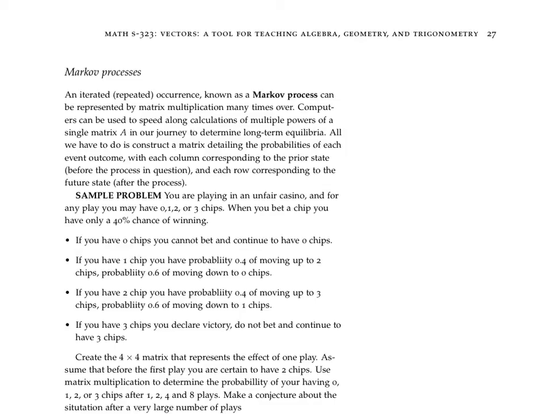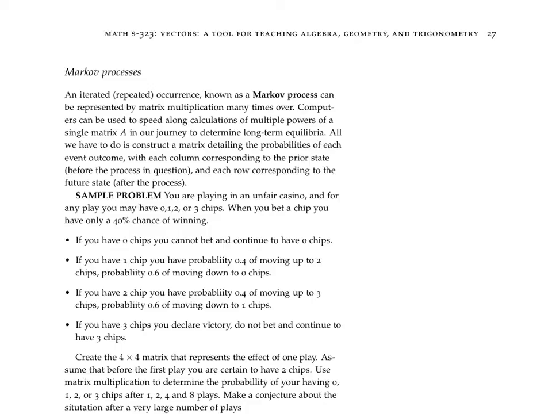You're playing in an unfair casino, and for any play, you may have 0, 1, 2, or 3 chips. When you bet a chip, you have only a 40% chance of winning. So that means there are some event outcomes that need some clarification. If you have 0 chips, you cannot bet, and you're going to continue to have 0 chips. If you have 1 chip, you have a probability of 0.4 of moving up to 2 chips, and a probability of 0.6 of moving down to 0 chips.